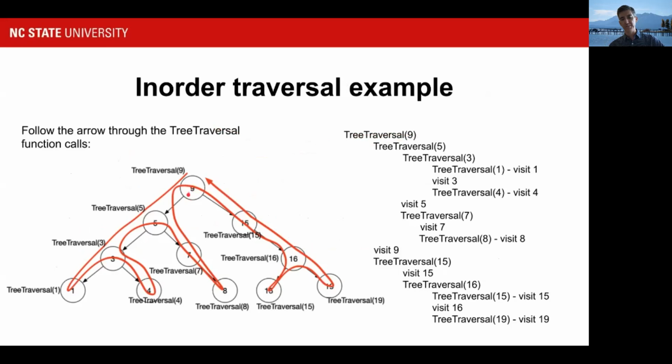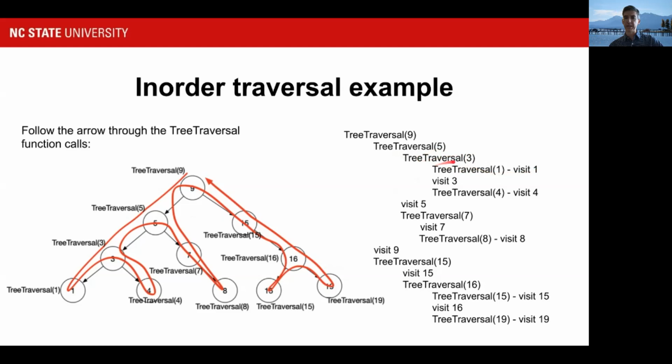And then 9 would have to call tree traversal on its left subtree first. So it would call tree traversal 5. And then 5 would have to call it on its left subtree first. So it would call tree traversal 3. And then 3 would do the same thing and call tree traversal 1. And at that moment, 1 doesn't have a left subtree. So we would just visit 1, and we're going to be done at that point and return.